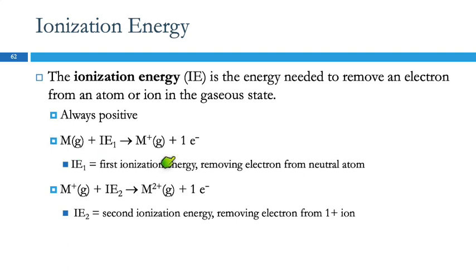So we can write an equation for this. We can say, here's our metal in the gas state, and we put in some energy, and we get the ion, and we pull an electron off. So that's called the first ionization energy, removing the first electron. From that ion, you can put in more energy and remove a second electron. So that's called the second ionization energy. And then you could do that again. You could take that 2+ ion, put energy in, and pull off a third electron, and that would be the third ionization energy.